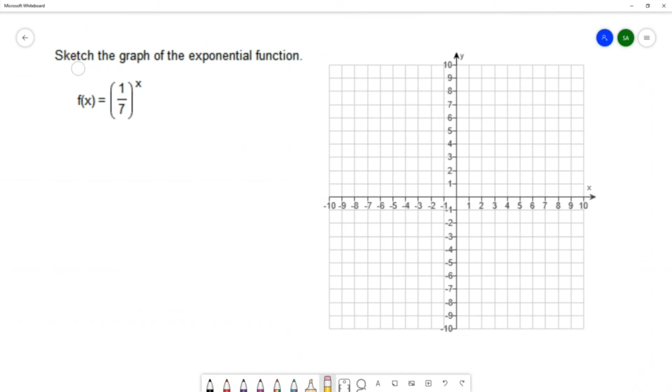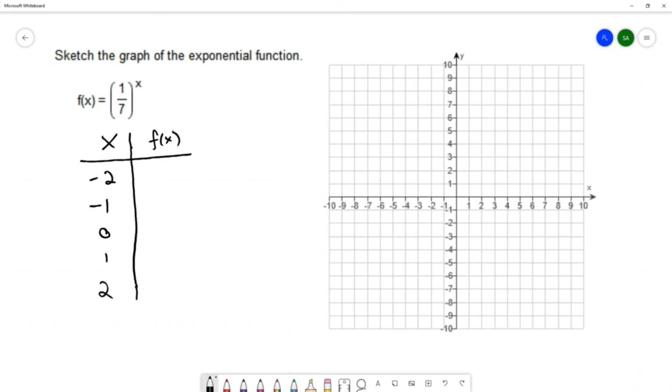On this question, we want to sketch the graph of the exponential function f of x equals 1/7 to the x. We're going to sketch a graph by plotting points. So we're going to choose some x values, and the x values that we choose here are just a standard set of x values that I always default to, and that's -2, -1, 0, 1, and 2. And we're going to substitute those into our function f of x to get the y values.